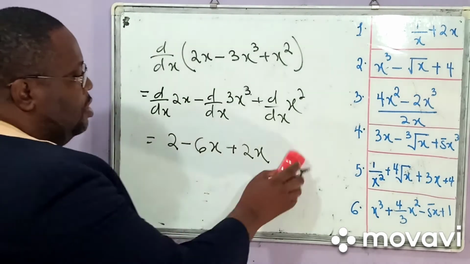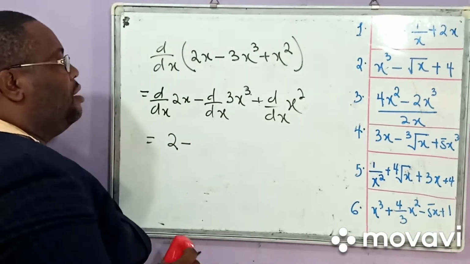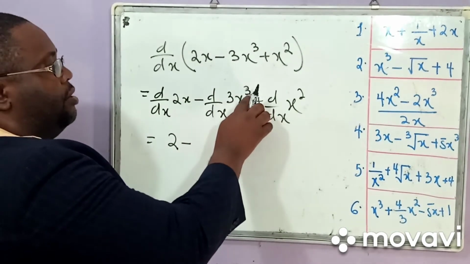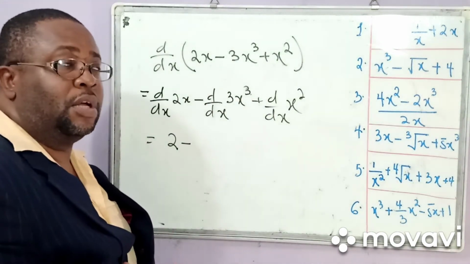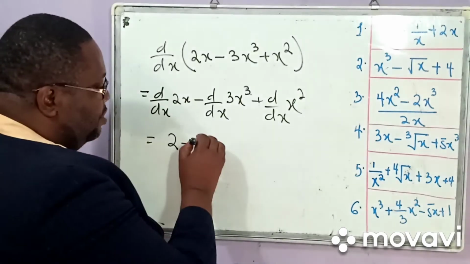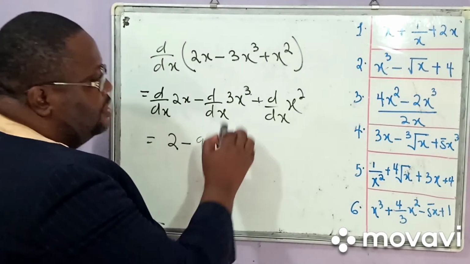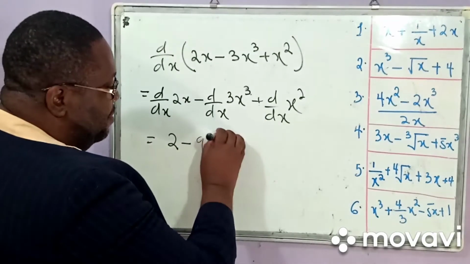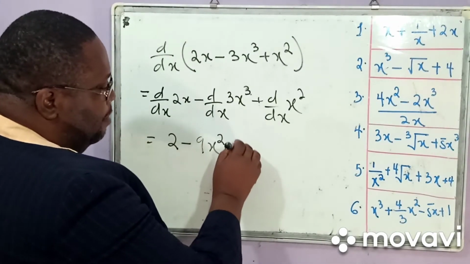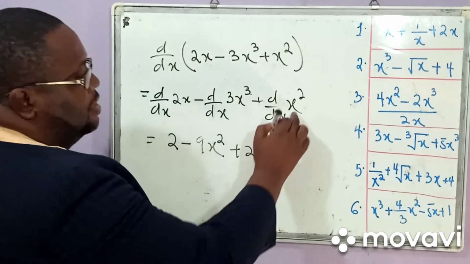Okay, so maybe we can change our solution now. When you differentiate 3x cubed, 3 multiplies 3 to simply give you 9. So we simply have 9x. 3 minus 1 will simply give me 2. So we have 3x squared, then plus 2x for this one.